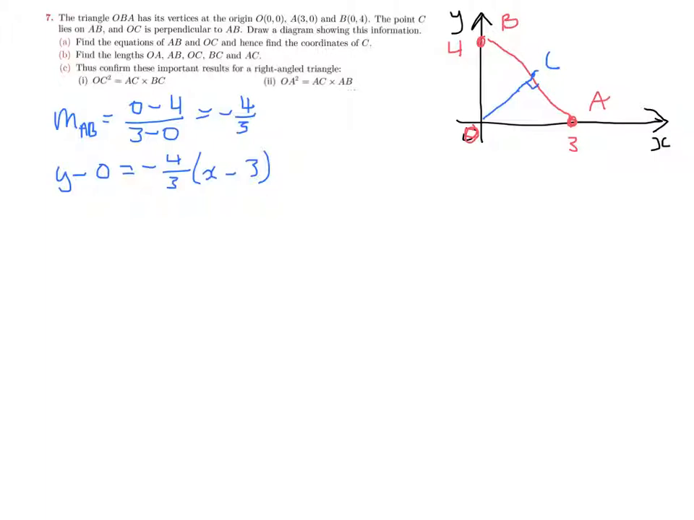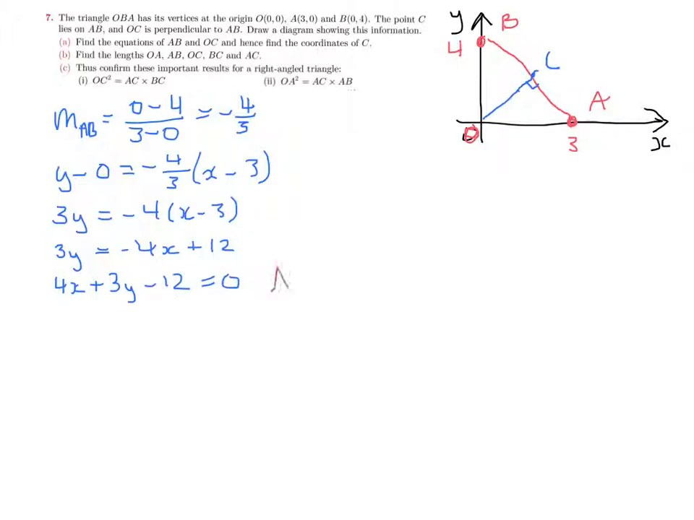Let's expand, let's turn this into general form. So we have 3y, we don't need to worry about the 0, that just disappears, equals minus 4 (x minus 3), which means 3y equals minus 4x plus 12. So 4x plus 3y minus 12 equals 0. Okay, so that's the equation of AB.